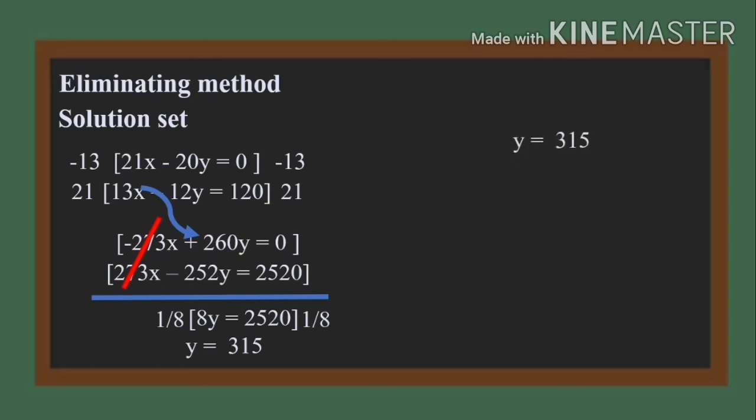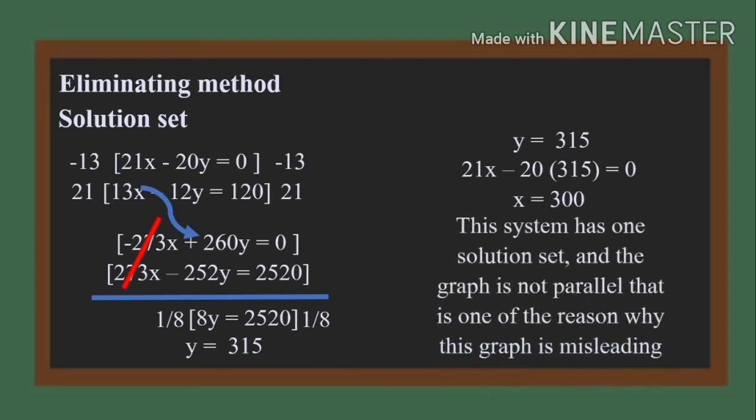Using the value of y, we need to pick one equation among the two and substitute the value. So let's try it with equation 1. We have 12x minus 20 times 315 is equal to 0. So we get x is equal to 300. This system has one solution, which is x is equal to 300 and y is equal to 315. And this indicates that the graphs are not parallel but they intersect each other. That is one reason why the graph is misleading.